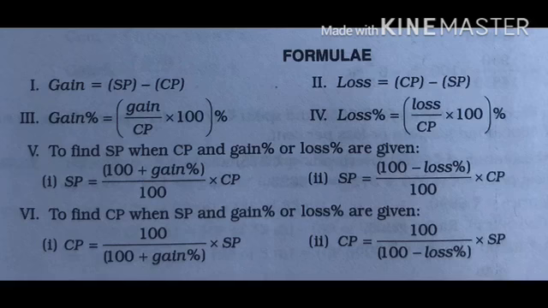Now, to find the CP when SP and gain percent or loss percent are given. First, when the gain percent is given, CP is equal to 100 upon (100 plus gain percent) multiplied by SP. If the loss percent is given, then CP is equal to 100 upon (100 minus loss percent) multiplied by SP. Now let us start Exercise 10.A.